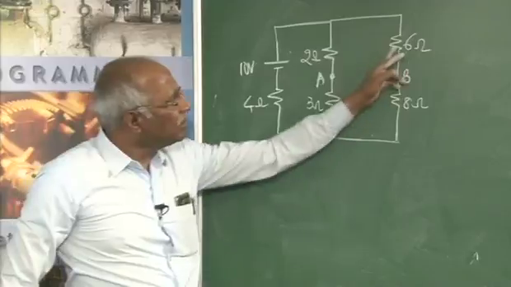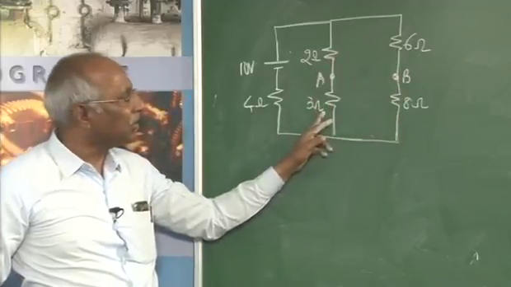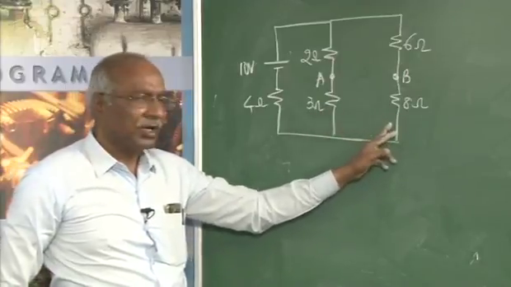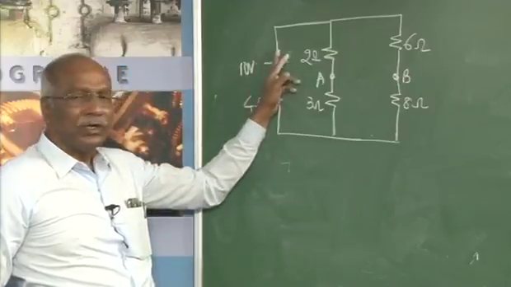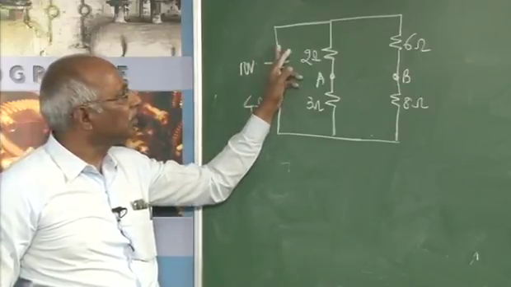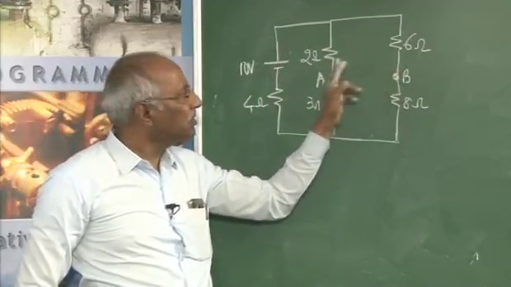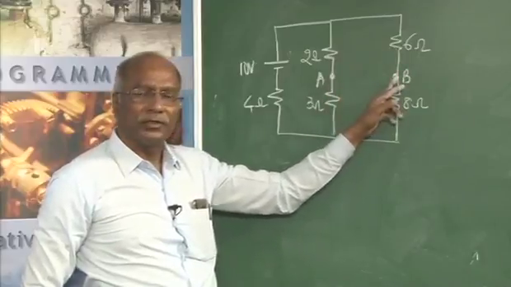Since these two are in series, they get added up. These two are also in series, they also get added up. These two are in parallel, so you get the parallel combination of that, and that will be in series with this. Once you get that, you can find the value of the total current. Once the total current is known, the current in each branch can be calculated. Once we know the current flowing through this one, you can find this also.